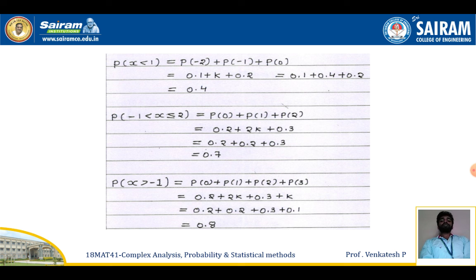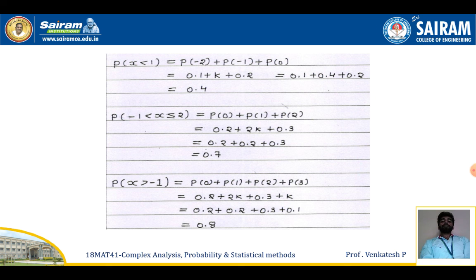The next one is p of -1 strictly less than x less than or equal to 2. So here the range of x is 0 to 2. So p of 0, p of 1, p of 2, I will get it. From the table again, if I replace all the data and sum it along with k is equal to 0.1, the solution will be 0.7.